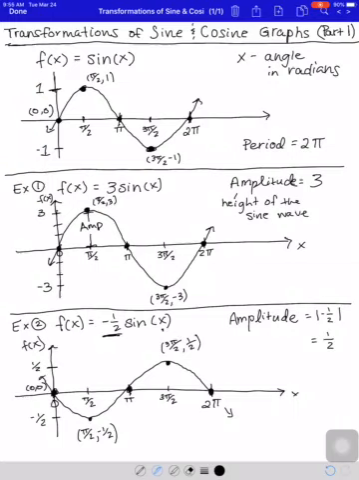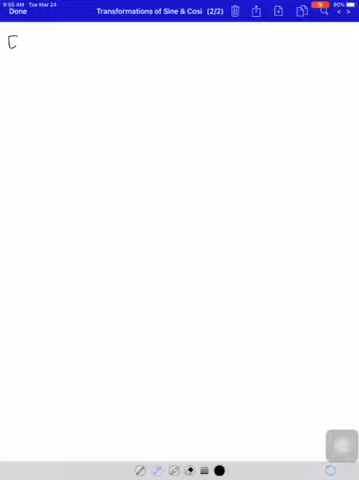All right, let's take a look at one more example. Example 3. So we are going to now graph f of x is equal to sine of 2x. All right, so now notice what we're doing here. We are multiplying by a number inside of our function.